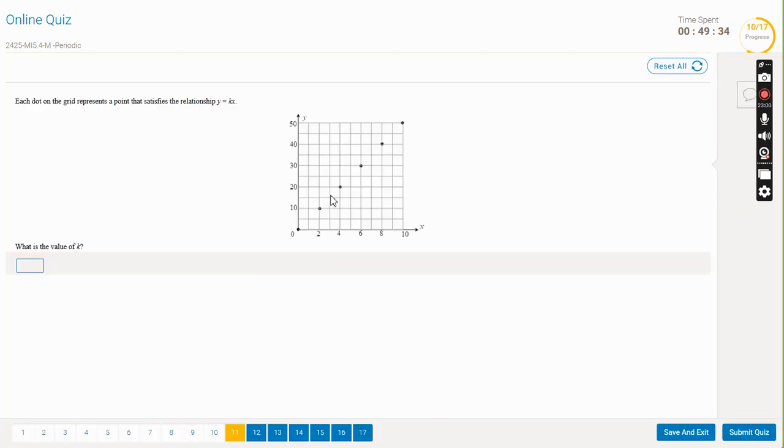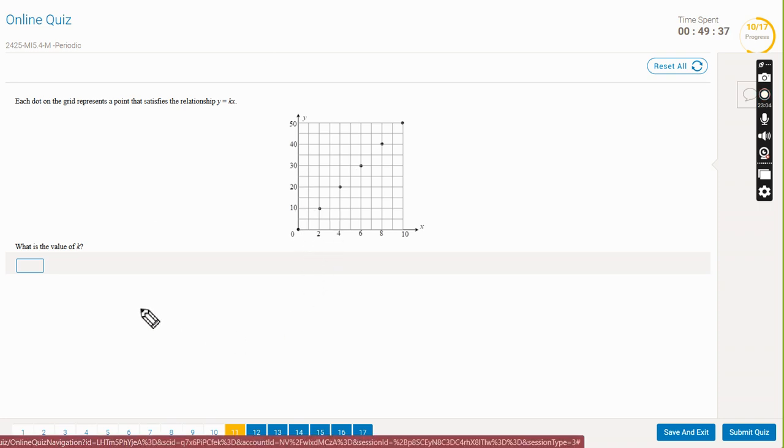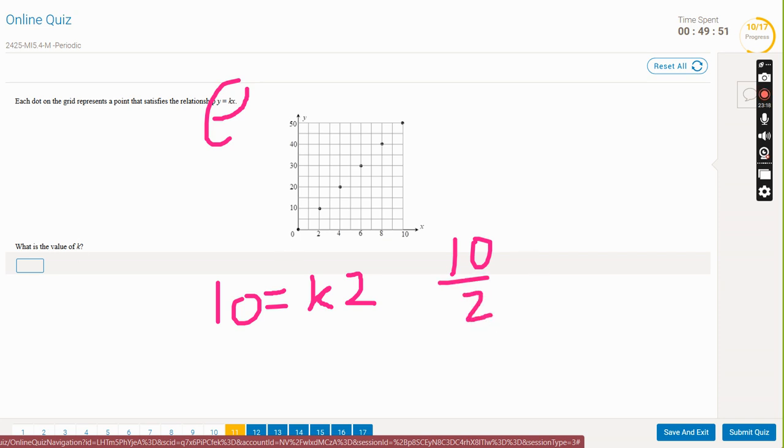The next one here, what you have is what is the value of k? Take any two values here. So let's take 2 and 10. They already told us the equation, so that will be easy for you. The 10 is y is equal to k, and what is x? 2. We divide them. We get 10 divided by 2. It gets 5. So the value is 5.